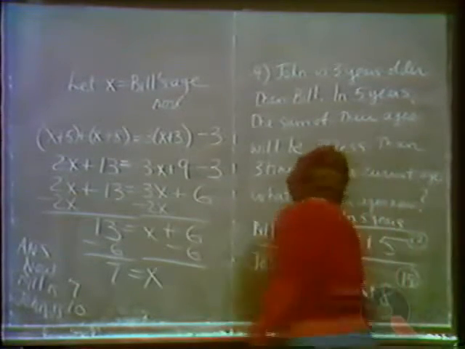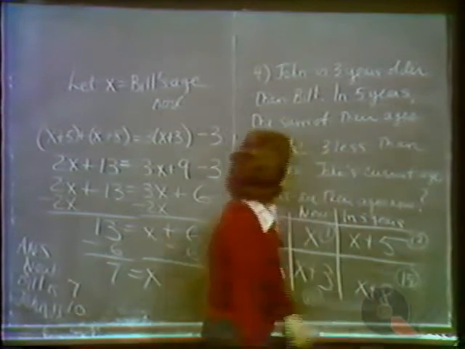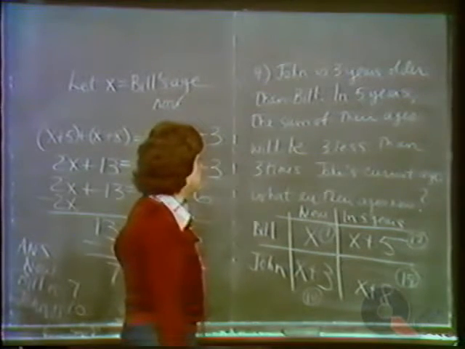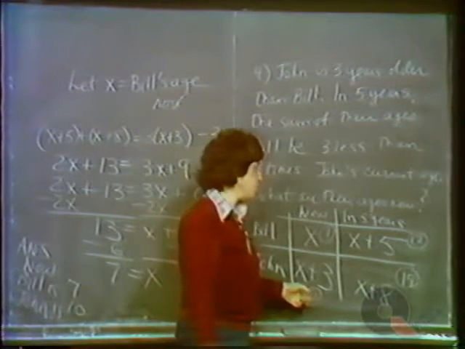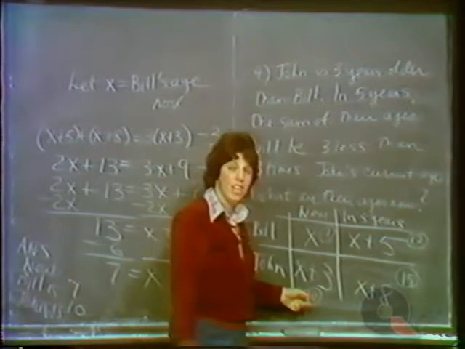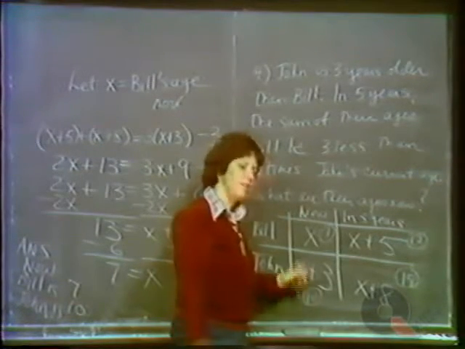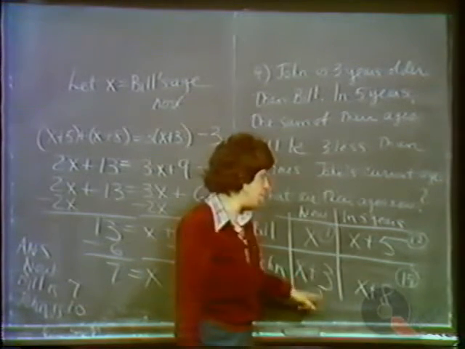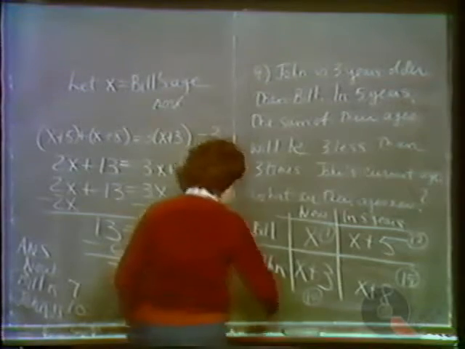In 5 years, the sum of their ages will be 27. That should be 3 less than 3 times John's current age. John's current age is 10. 3 times that is 30. 3 less than that is 27. So apparently it does work out.